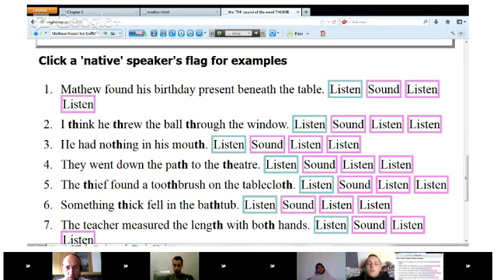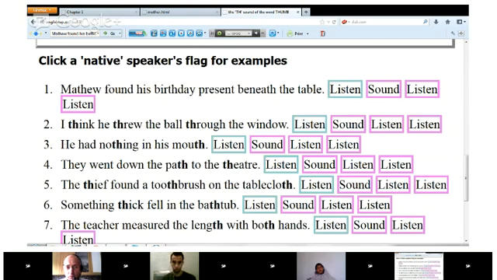So think so. Throw and through. Look, I think he threw the ball through the window. So they are both the same sound, yeah, but they have a different meaning. One is the past of to throw.